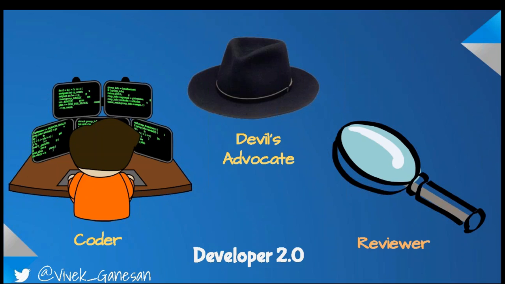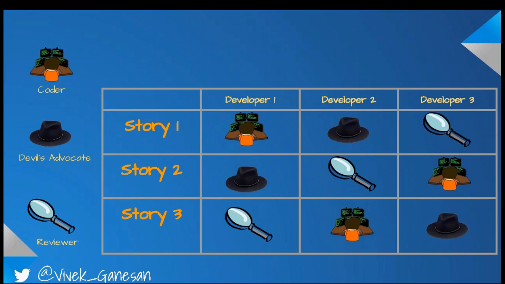Now when people play these three roles, how long do they play, or what is the scope of their role? Is the role for a single story? Yes. If you see this slide, the coder is represented with one icon, devil's advocate with a black hat, and reviewer with a magnifying glass. So if a developer plays the role of coder in story one inside a particular sprint or release, the same developer can play the role of devil's advocate in a different story, which means that in a single sprint, a person gets to do multiple jobs in parallel, right?